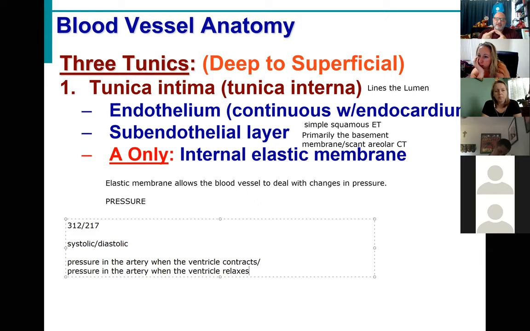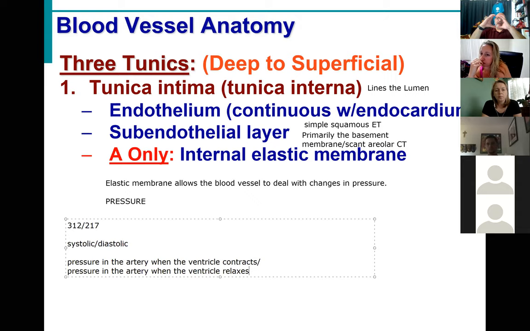And so when that blood is squirted out of the heart, you get this large bolus of blood that goes into your blood vessel. And if your blood vessel was a rigid, hard piece of PVC pipe, and you shoved a bunch of blood into it, what would happen to the pressure of that blood inside that rigid structure? It would get a massive spike. So by having an elastic membrane, it allows it to stretch. And as it stretches, that reduces the pressure. It keeps the pressure from spiking. It keeps the pressure more moderate.